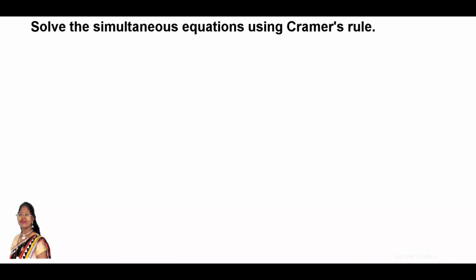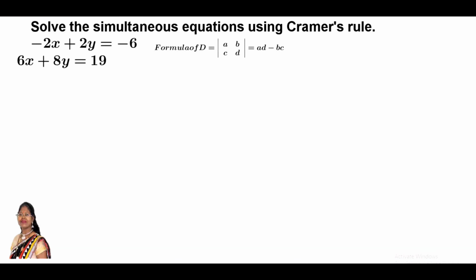Solve the simultaneous equations using Cramer's rule. Minus 2x plus 2y is equal to minus 6 is the first equation. 6x plus 8y equals 19 is the second equation. The formula of D, the determinant, is equal to A, C, B, D, the coefficients of the given two equations, equal to AD minus BC. Here, A is written in the given matrix format.